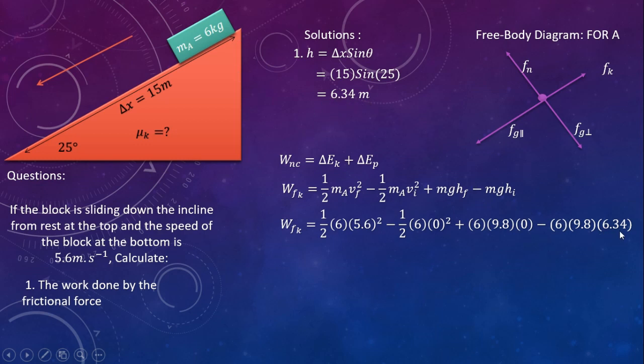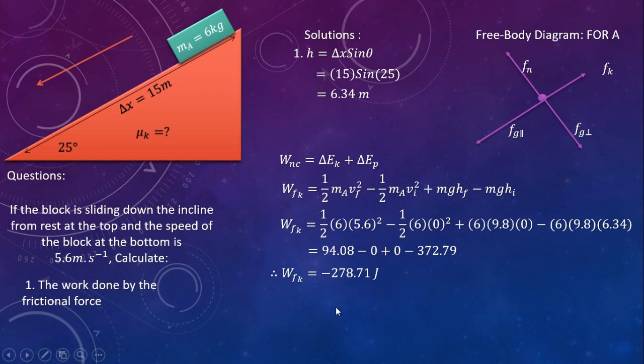We substitute it, and then we also substitute our gravitational acceleration, and from there, this will give us 94.08. This will give us 0. This also will give us 0, and this will give us 372.79. Simplifying this will give us that the work done by the frictional force is negative 278.71 joules, which is the same as the previous answer.